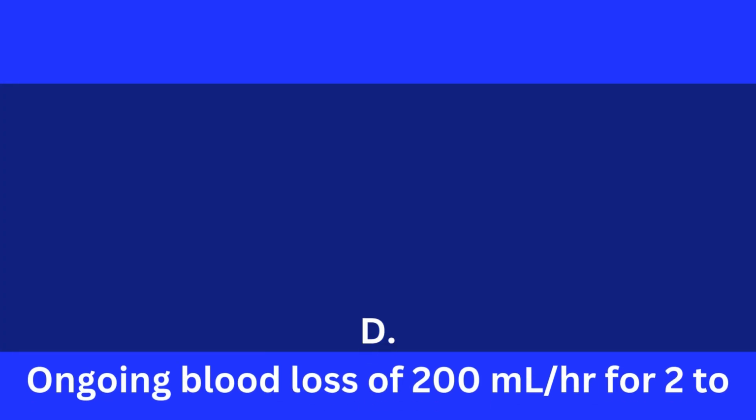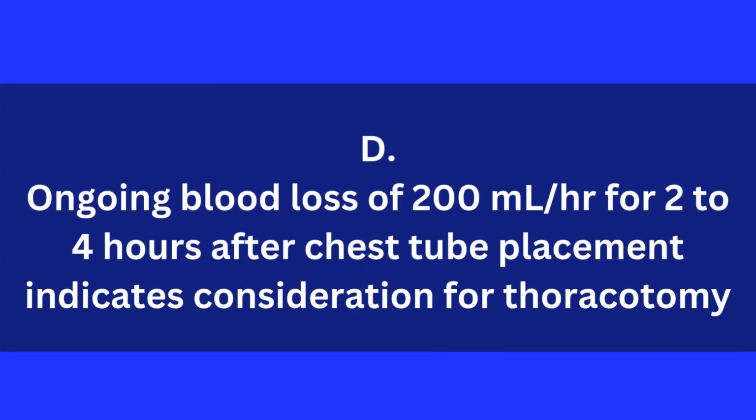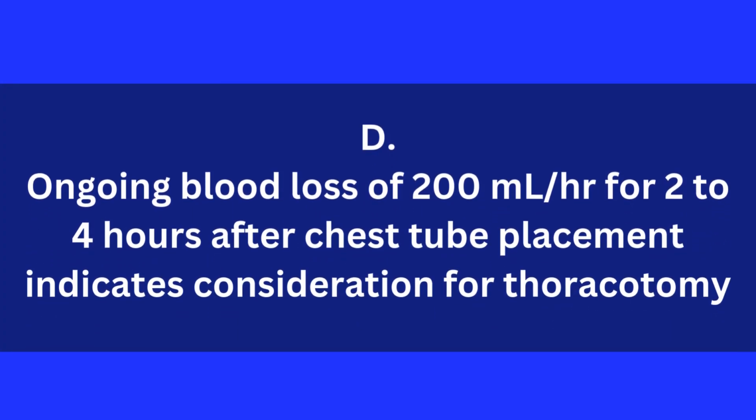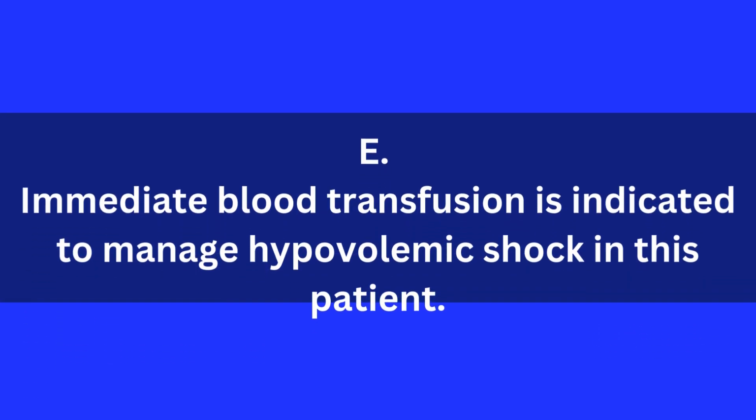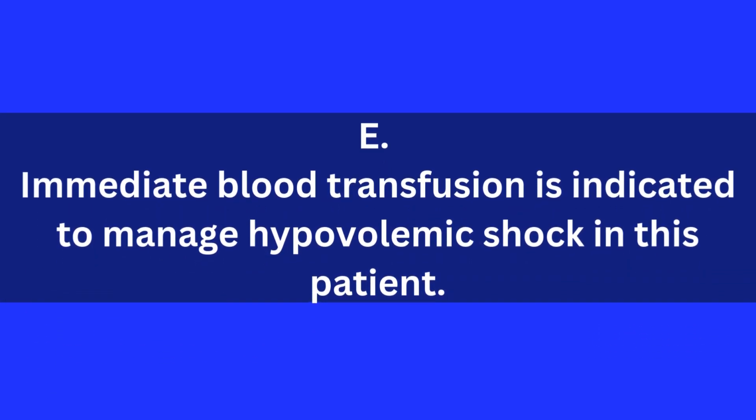D, ongoing blood loss of 200 ml for 2 to 4 hours after chest tube placement indicates consideration for thoracotomy. So yeah, that's one of the 3 criteria I've talked about. And E, immediate blood transfusion is indicated to manage hypovolemic shock in this patient. That's definitely true. So of all those, I think B is incorrect.